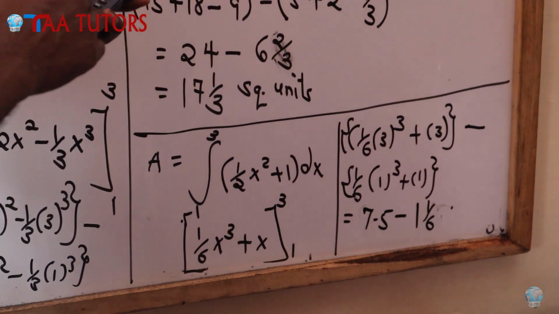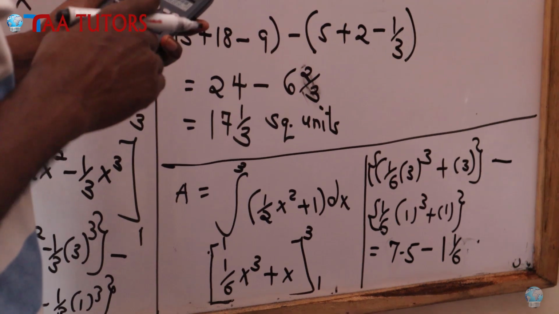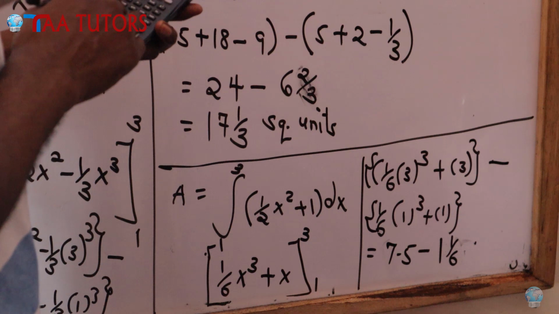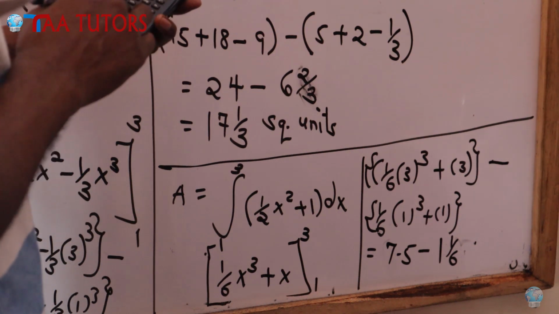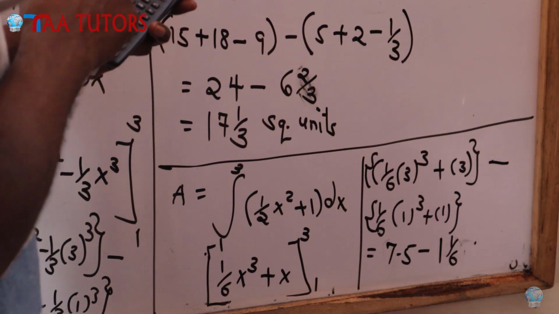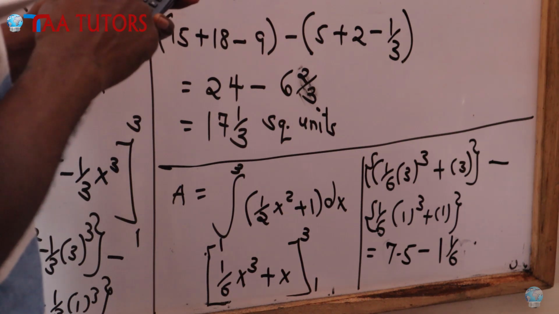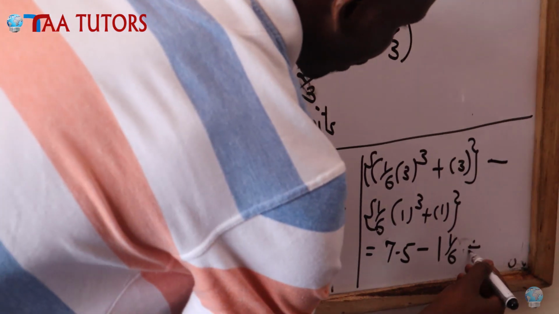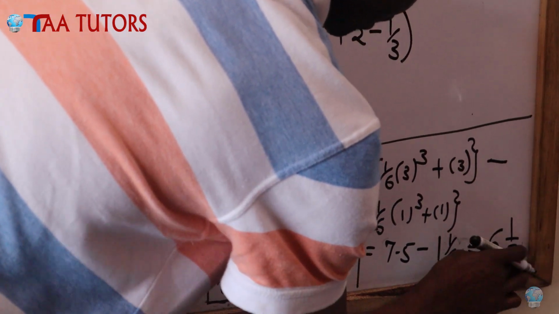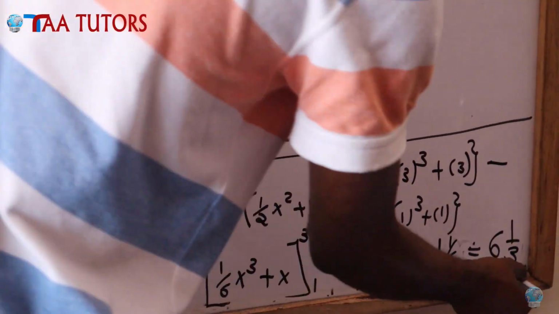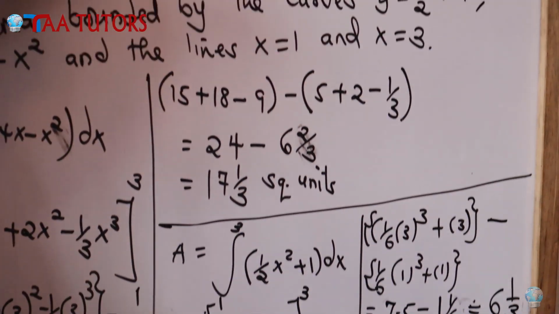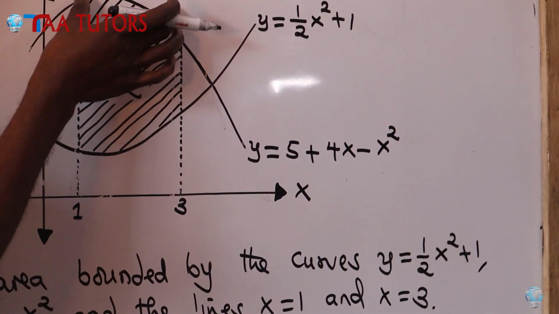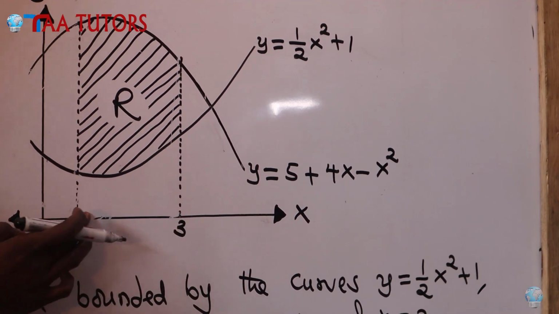So if you have 7.5 minus 1 and 1 over 6, that is going to be 6 and a third. So this is 6 and a third. This is the area below here, and the other one is the area for the whole figure from this shape up to the x-axis.